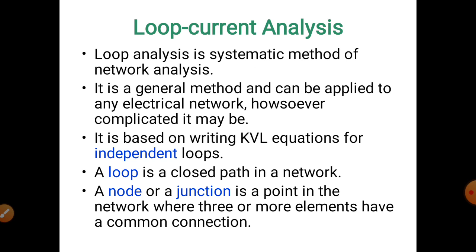Next, a node or a junction is a point in the network where 3 or more elements have a common connection. This is another important point. A network is nothing but 2 or more elements. Elements means resistance, voltage source or current source connected with a common connection, which is called a node or junction.